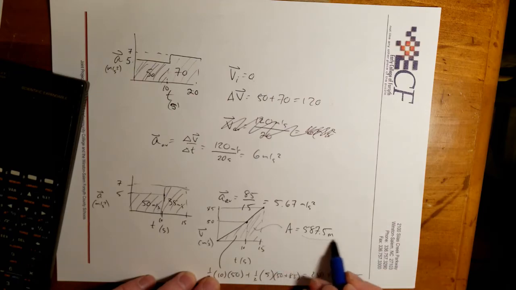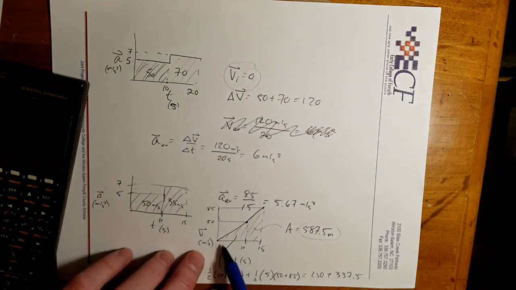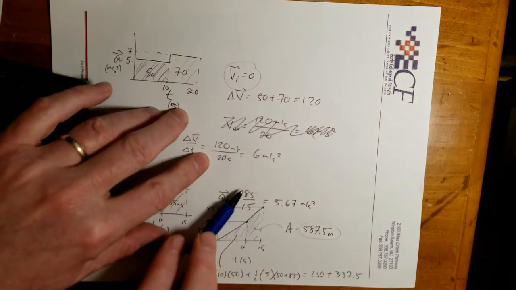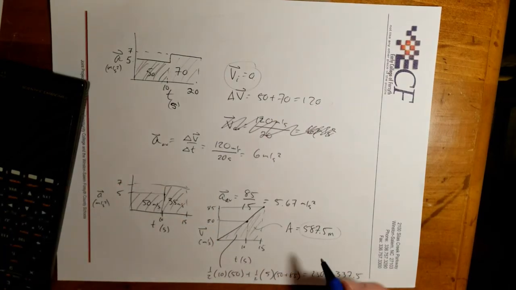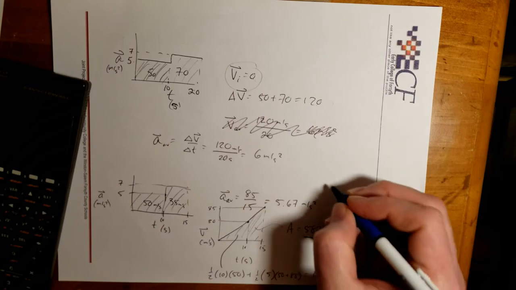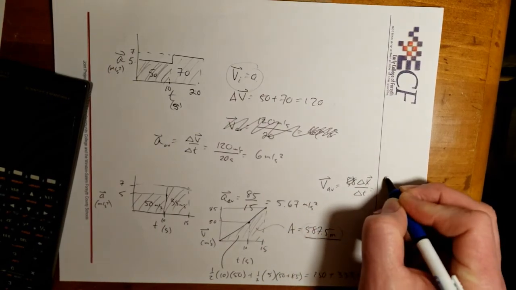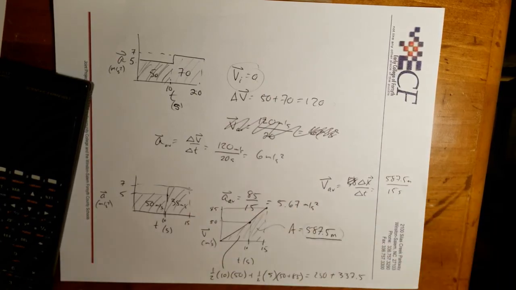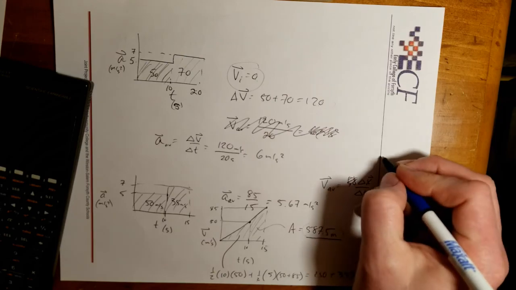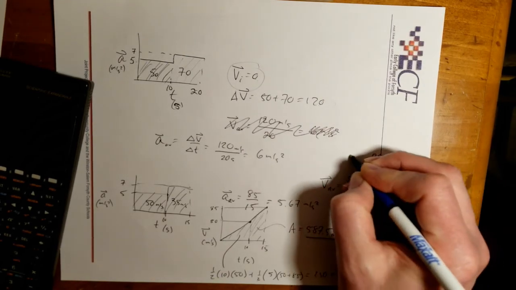So that is the total displacement over the course of this, assuming, again, we start at 0. If we started at something else, this curve would just be moved up, and you'd have an additional going faster to start with. But the average velocity is the displacement divided by the time. So 587.5 meters divided by 15 seconds. And so on average, you're going 39.167 meters per second.